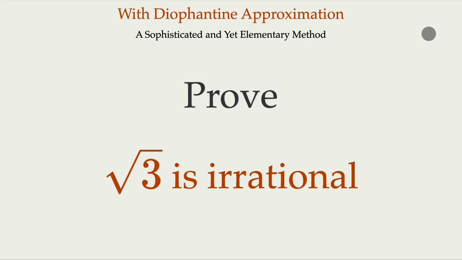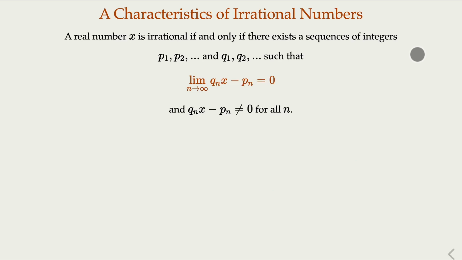We use what I call a sophisticated and yet elementary method to prove square root of 3 is irrational. Why do we say that? We're going to use some results with Diophantine approximation. The main result that we rely on is a characteristic of irrational numbers.